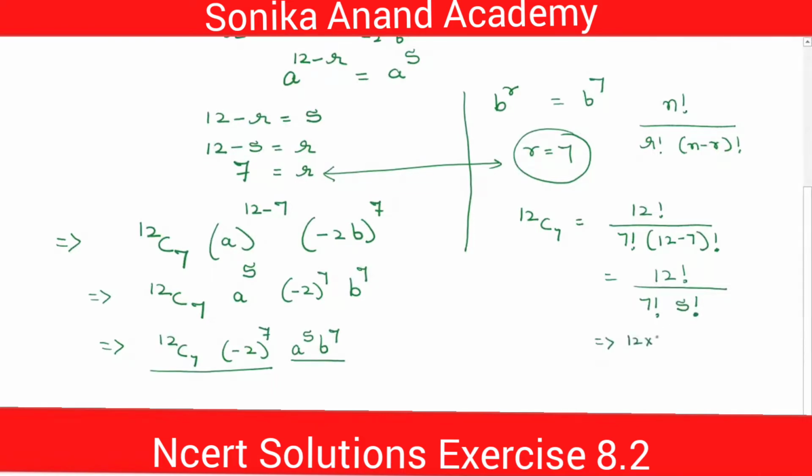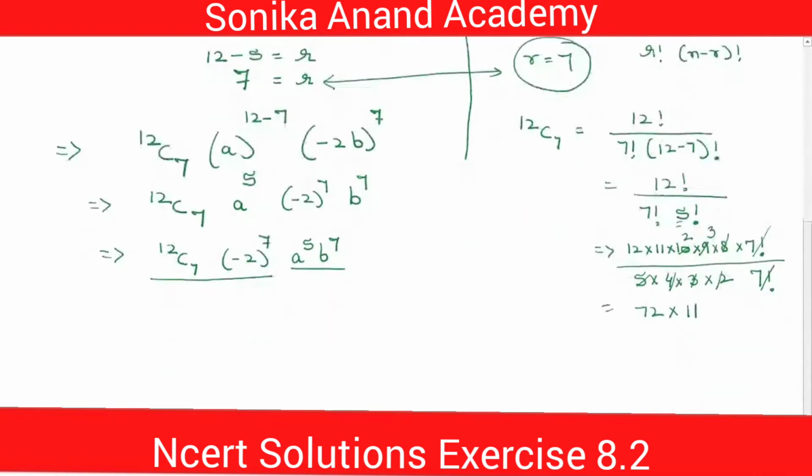So 12, 11, 10, 9, 8 factorial 7 over factorial 7, factorial 5. I split 5 into 4 into 3 into 2. It gets cut down. 4 twos are 8, cut down. 3 threes are 9. 5 twos are 10. So 3 twos are 6. 12 sixes are 72 into 11. So 72 into 11.